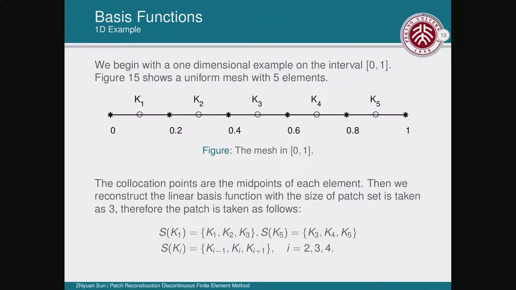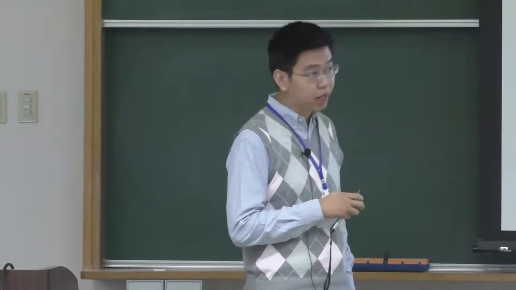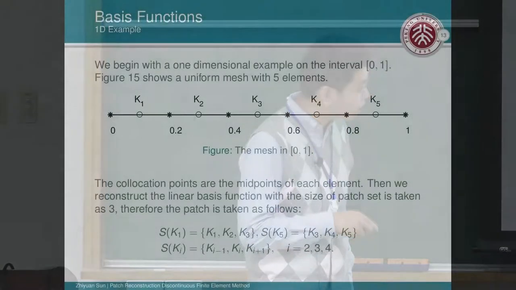Okay. So here we explain this idea with a 1D example. Here we want to do an interpolation process on the interval [0, 1]. So we divide the interval into five uniform elements, which are denoted by K1, K2, K3, K4, K5. And for every element, we pick the center as the collocation point, and we want to do a linear approximation. In 1D, the linear interpolation needs 2 degrees of freedom. So we set our element patch size to 3, and this is how the element patch is chosen.